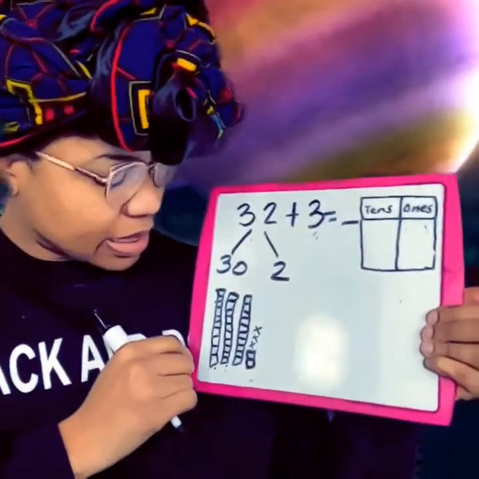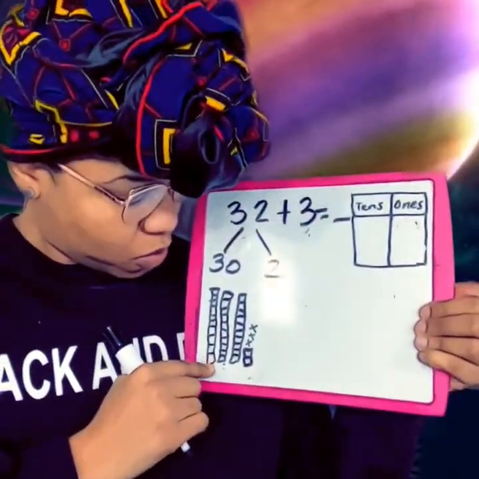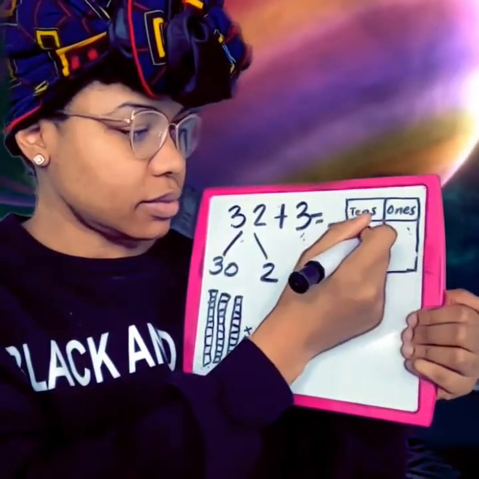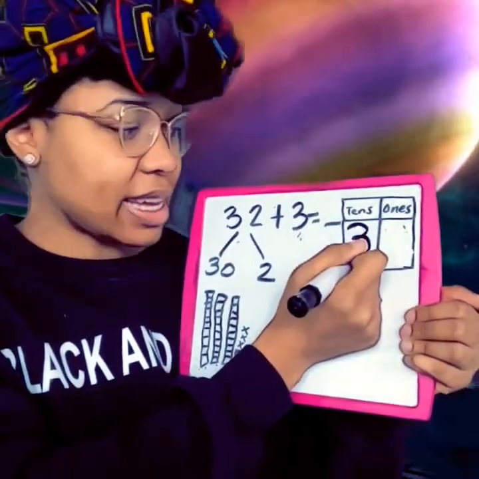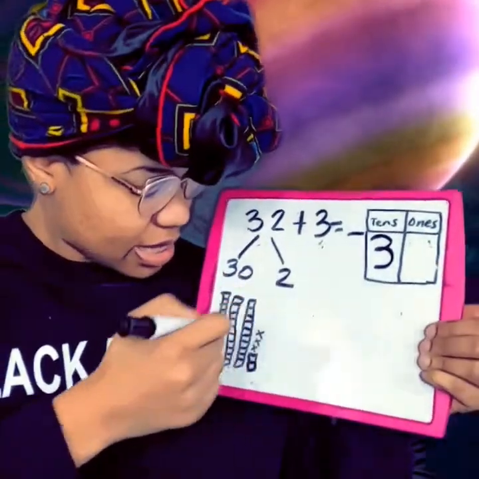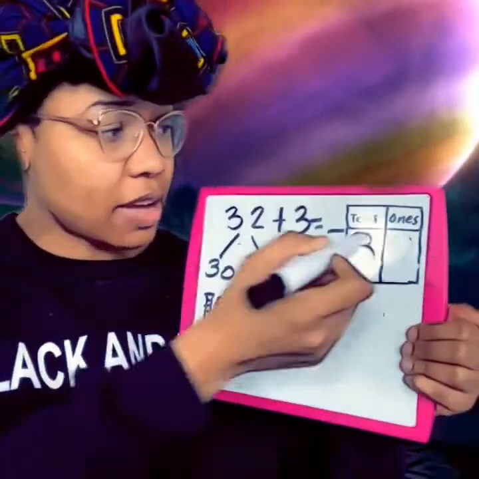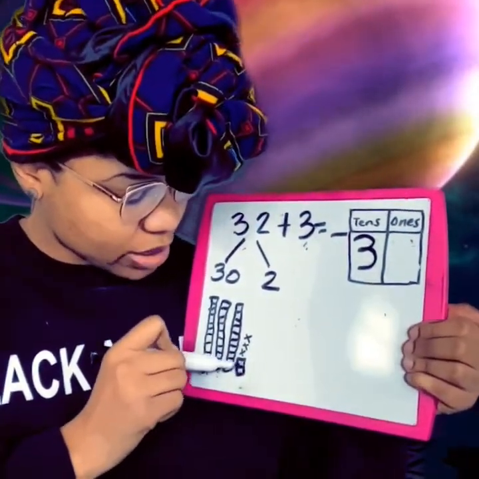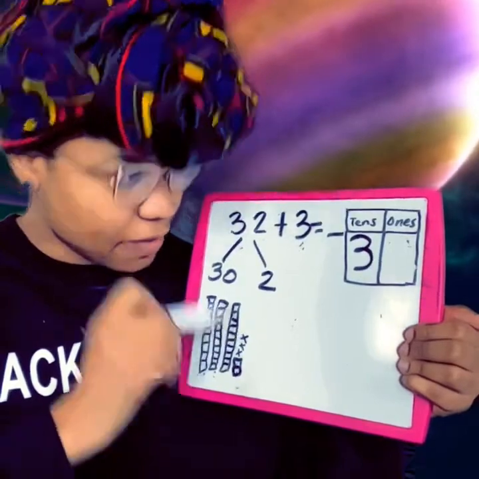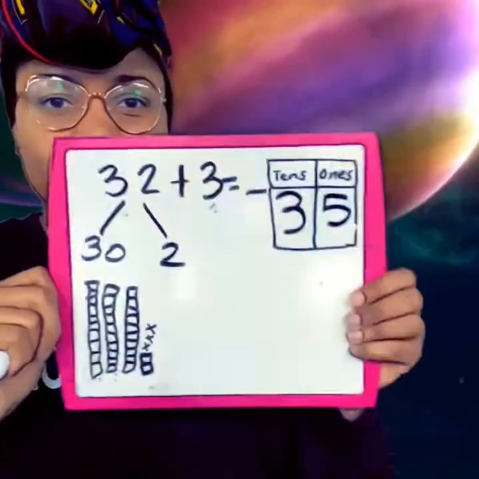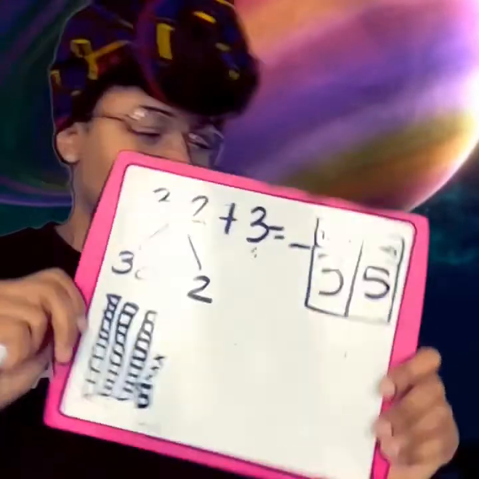So let me go back to my 10 sticks. I noticed that I have 1, 2, 3. 3 groups of 10. So I write that under my 10s in my place value chart. And then let me count my extra ones to put it in my ones space in my place value chart. 1, 2, 3, 4, 5. I have 35.